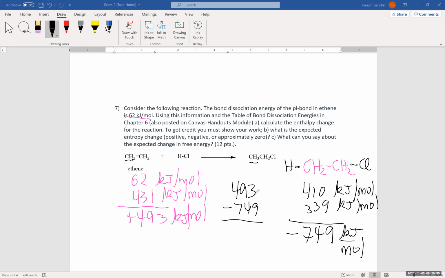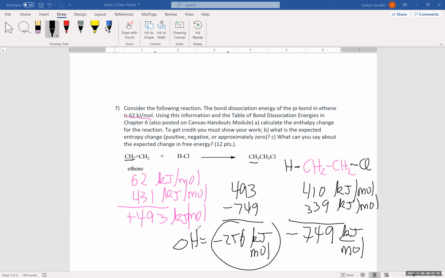And what we get is 493 minus 749, minus 256 kilojoules per mole. That's the delta H for this reaction. It's exothermic, strongly exothermic. Okay.